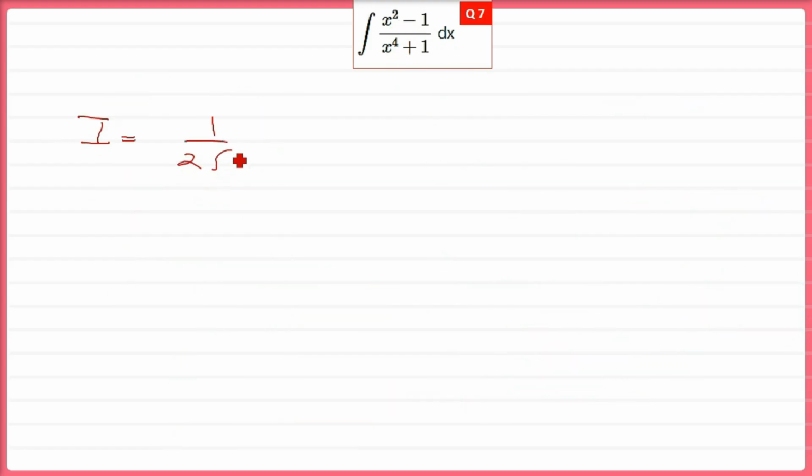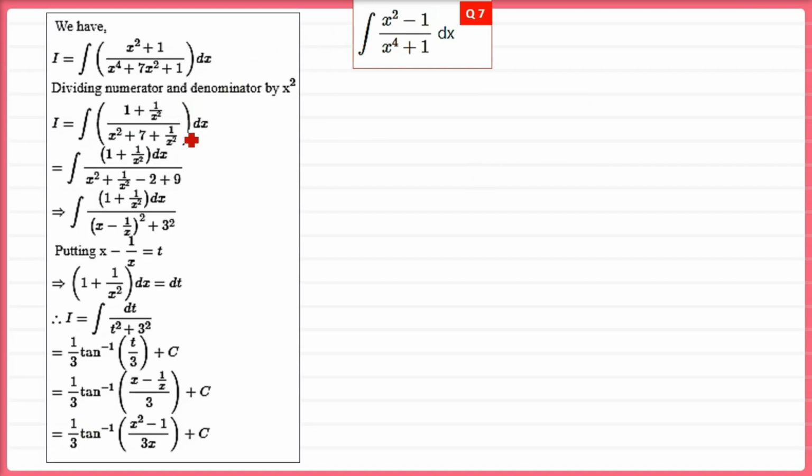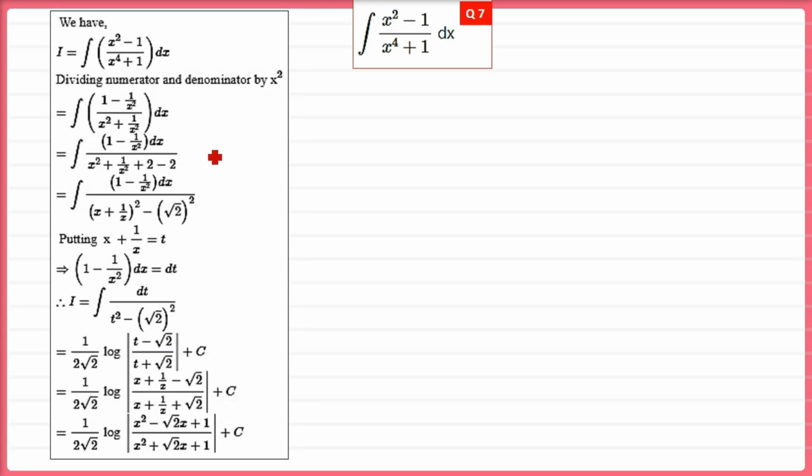So the integration has become like this: 1 by 2 root 2 log modulus of x square minus root 2x plus 1 divided by x square plus root 2x plus 1 plus constant of integration. This is your final result. So this is actually the second part of the previous question we have already done. Alright, this is the previous question part, because I told you I1 and I2 I took x square minus 1 and x square plus 1, if you remember. So it's kind of same thing.